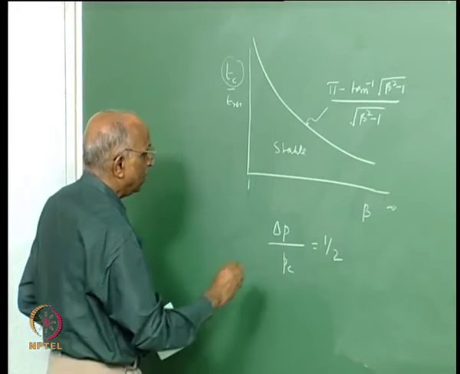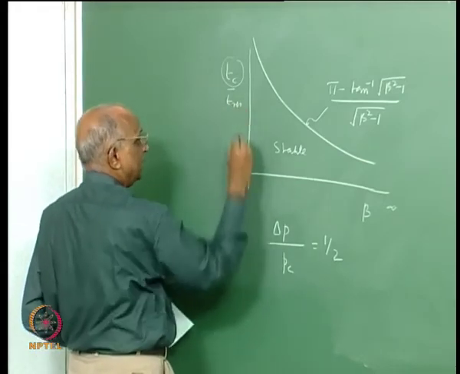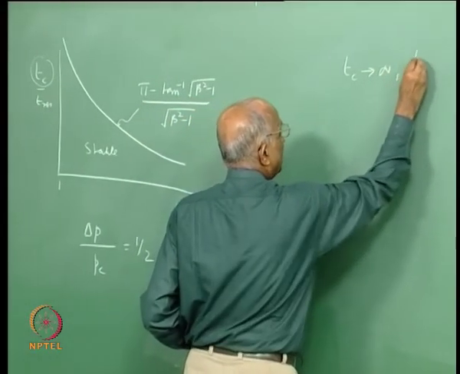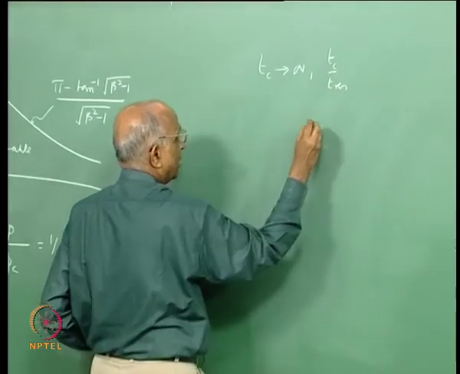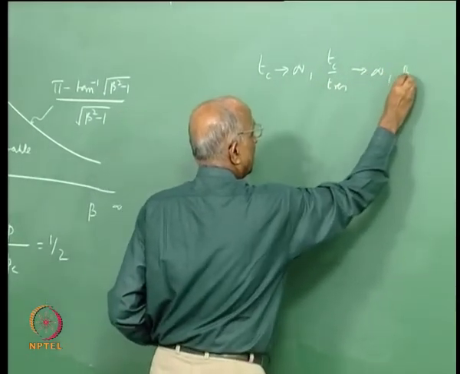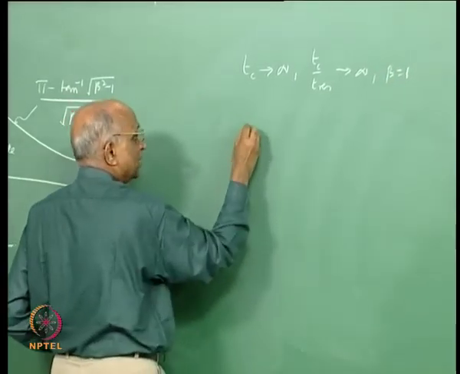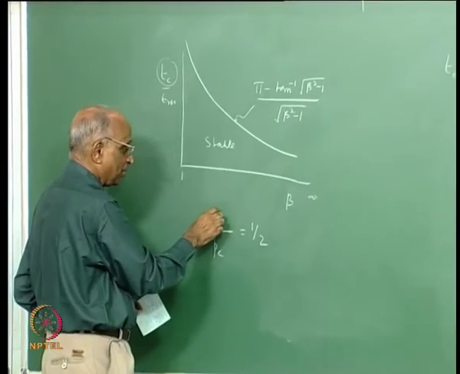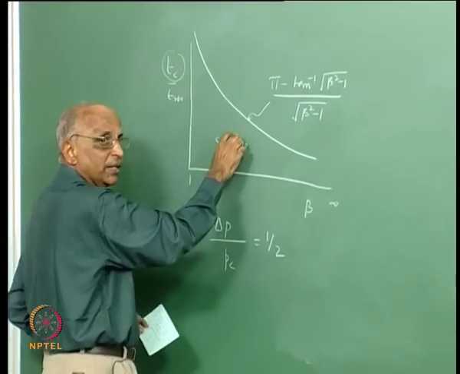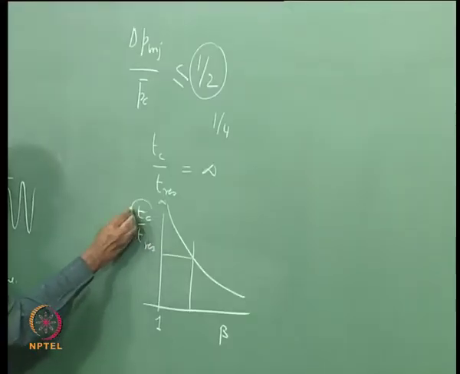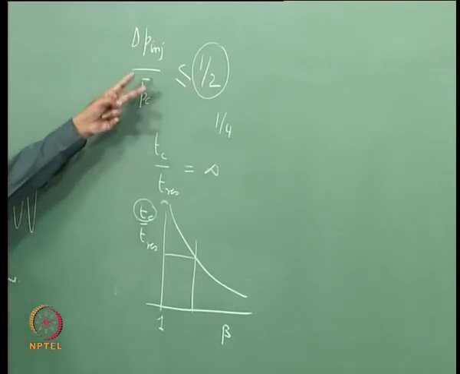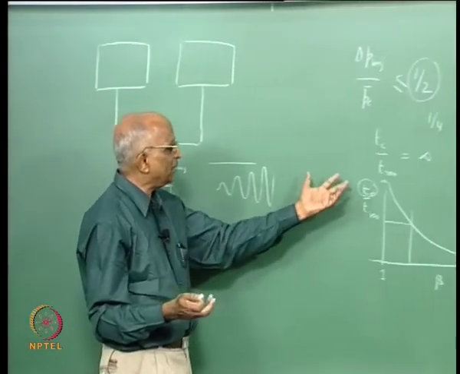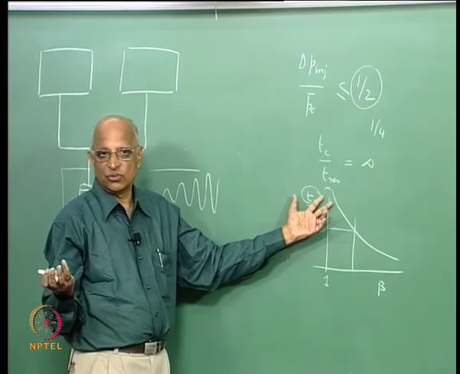Let me repeat this again. All what I am saying is when Tc goes to infinite, we are talking of Tc by T residence also going to infinity, or rather beta is equal to 1. When Tc is smaller, well, the value of beta is larger, and therefore a smaller injection pressure drop will be sufficient for me to provide stable operation. If your chemical delay is a small number, well, I need a smaller injection pressure drop to avoid oscillations, and this we also saw. We saw when Tc was 0, well, there is no question of any oscillation at all.